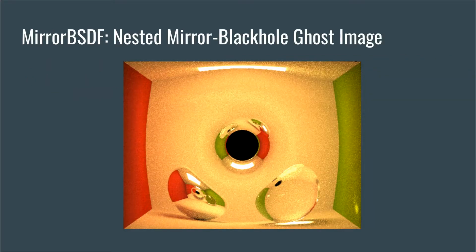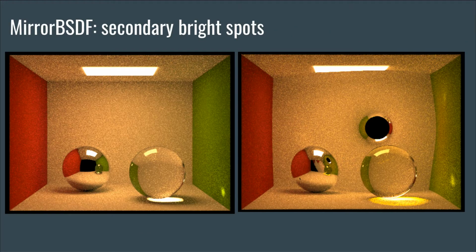This shot is particularly interesting because the light reflecting off the mirror is warped by the black hole and reflected again, causing the mirror to be seen inside of itself. Here we see the secondary bright spots the black hole causes in the scene.